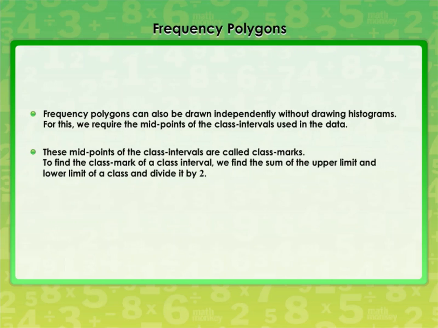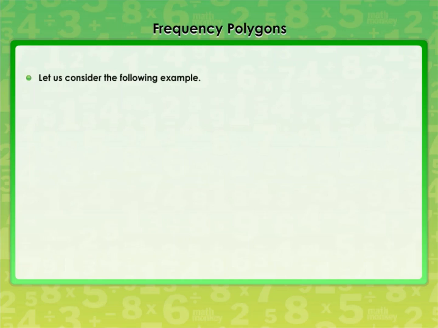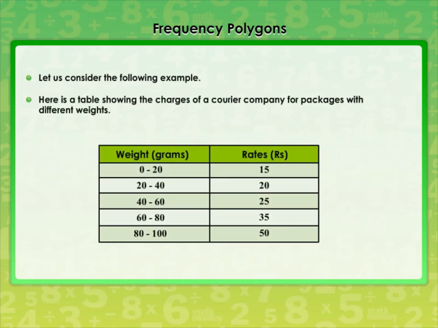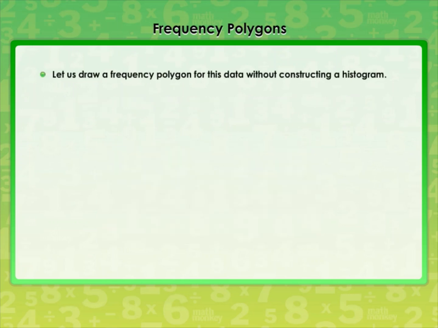To find the class mark of a class interval, we find the sum of the upper limit and the lower limit of a class and divide it by 2. Thus, class mark is equal to (upper limit plus lower limit) by 2. Let's consider the following example. Here is a table showing the charges of a courier company for packages with different weights. Let's draw a frequency polygon for this data without constructing a histogram.